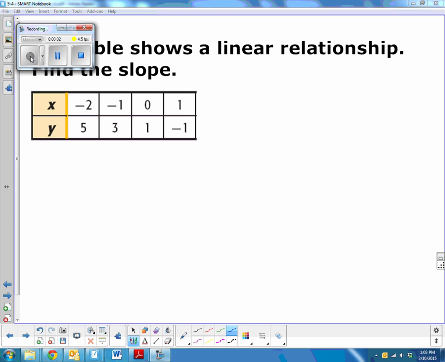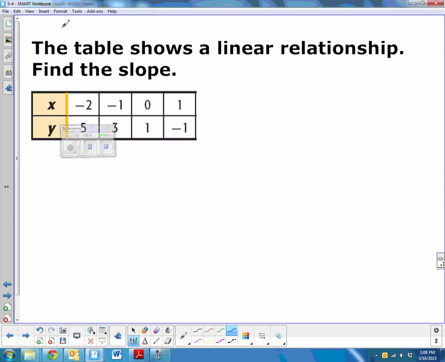All right, we looked at the slope formula. When we were given 2 points, we could plug those 2 points into the slope formula, calculate the slope, and woo, we're done. Now we're going to look at what happens if we're not given 2 points. We still need to find the slope. We don't have a graph. We don't have 2 points. We have a table. How can we find the slope if we know there's a linear relationship?